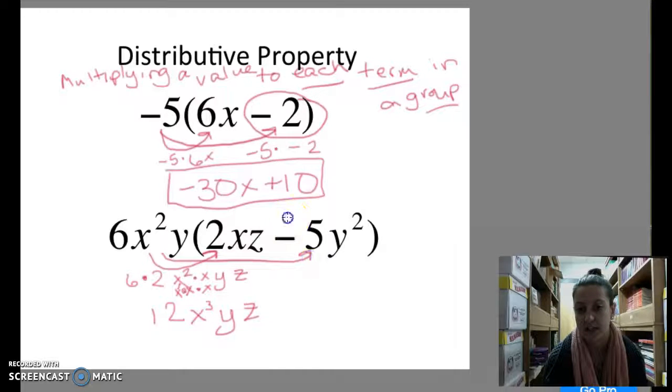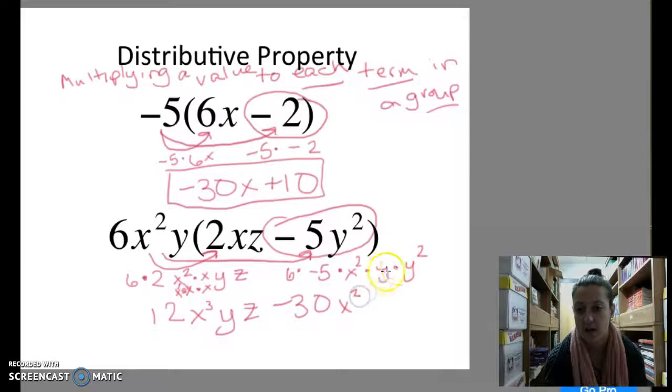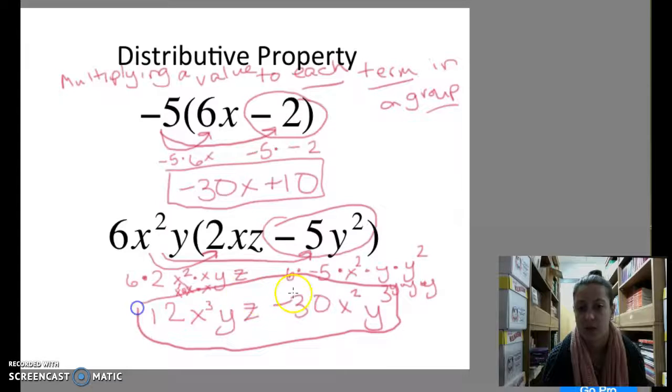6x squared y times -5y squared. Do you see how I circled both of those second terms? That sign makes a difference. 6 times -5 times x squared times y squared. And again, this is -30, the x squared, and this is y times y times y, so that's y cubed. So there's your final answer here. And the sign here, we just use the negative sign to join it. Remember, negative also means minus. Do not write plus a negative.